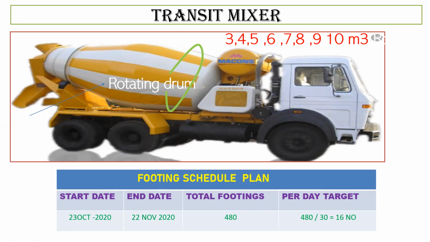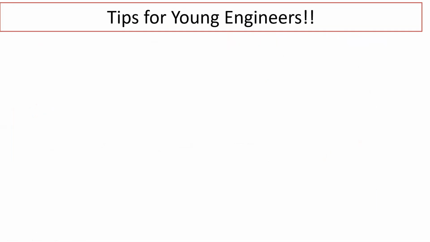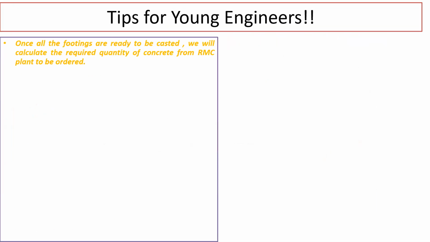So we'll try to see what is the application of this. These are certain tips for young engineers. Once all the footings are ready to be cast, we will calculate the required quantity of concrete to be ordered from the RMC plant. Imagine you have to do 16 footings per day. For that, you need to calculate the quantity of concrete that is required. We do the calculation, and based on the amount we get, we place the order. For example, let us consider we need X amount of concrete, and X amount of concrete we are going to order.